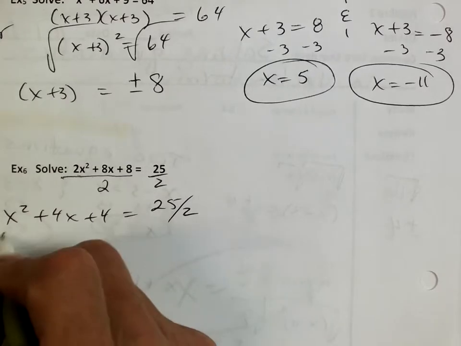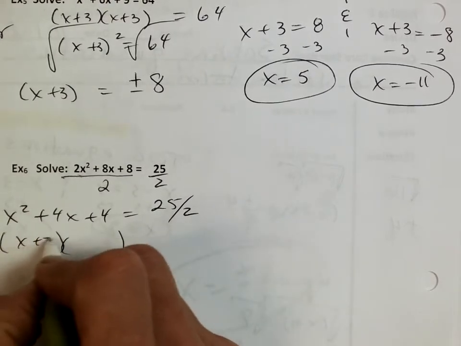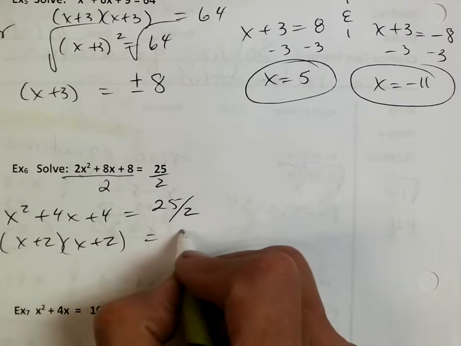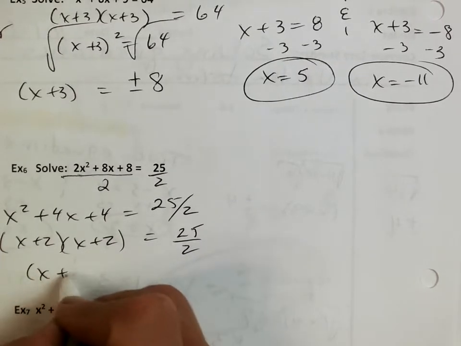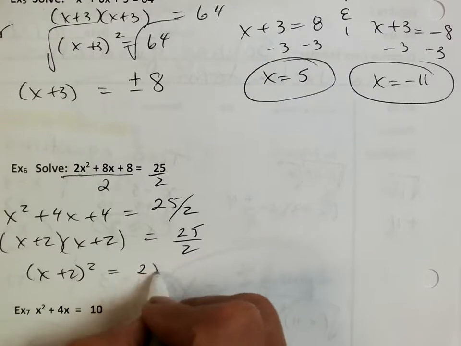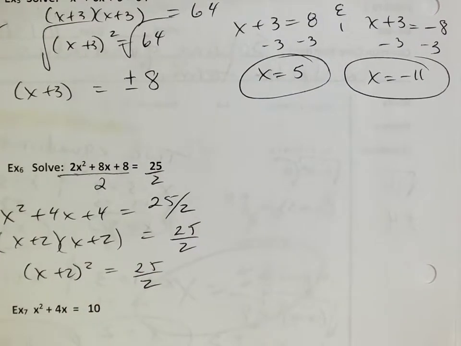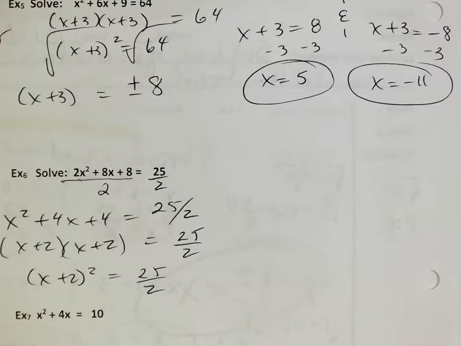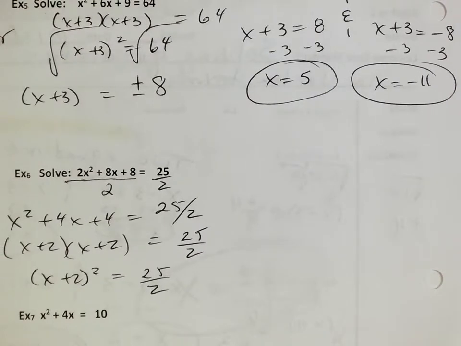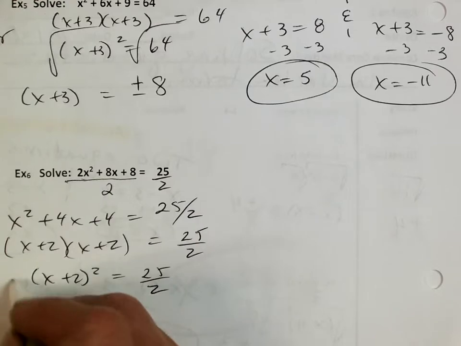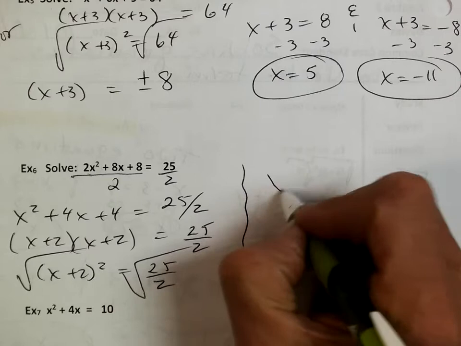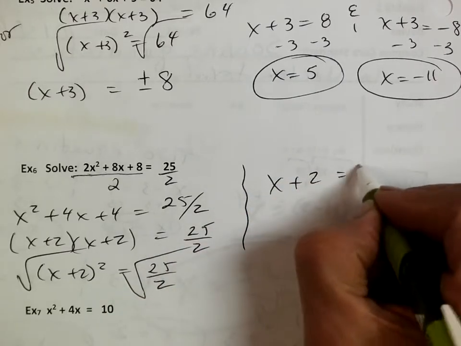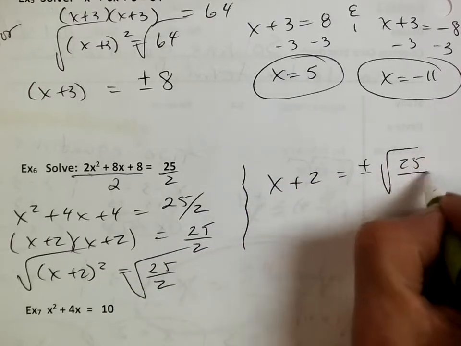Now we can factor. How about x plus 2, x plus 2? You okay with that? Which we can rewrite as x plus 2 squared equals 25 over 2. Which then what are we going to do? Square root it. How many answers? So we get x plus 2 equals plus or minus the square root of 25 over 2, right?